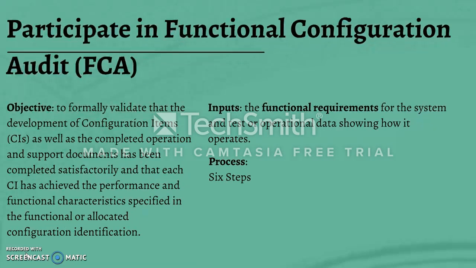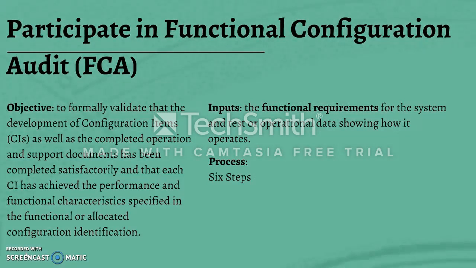Let's start with the first activity: Participate in production Functional Configuration Audit, FCA. The objective is to formally validate that the development of the configuration items, CIs, as well as the completed operation and support document has been completed satisfactorily, and that each CI has achieved the performance and functional characteristics as specified in the functional or allocated configuration identification.